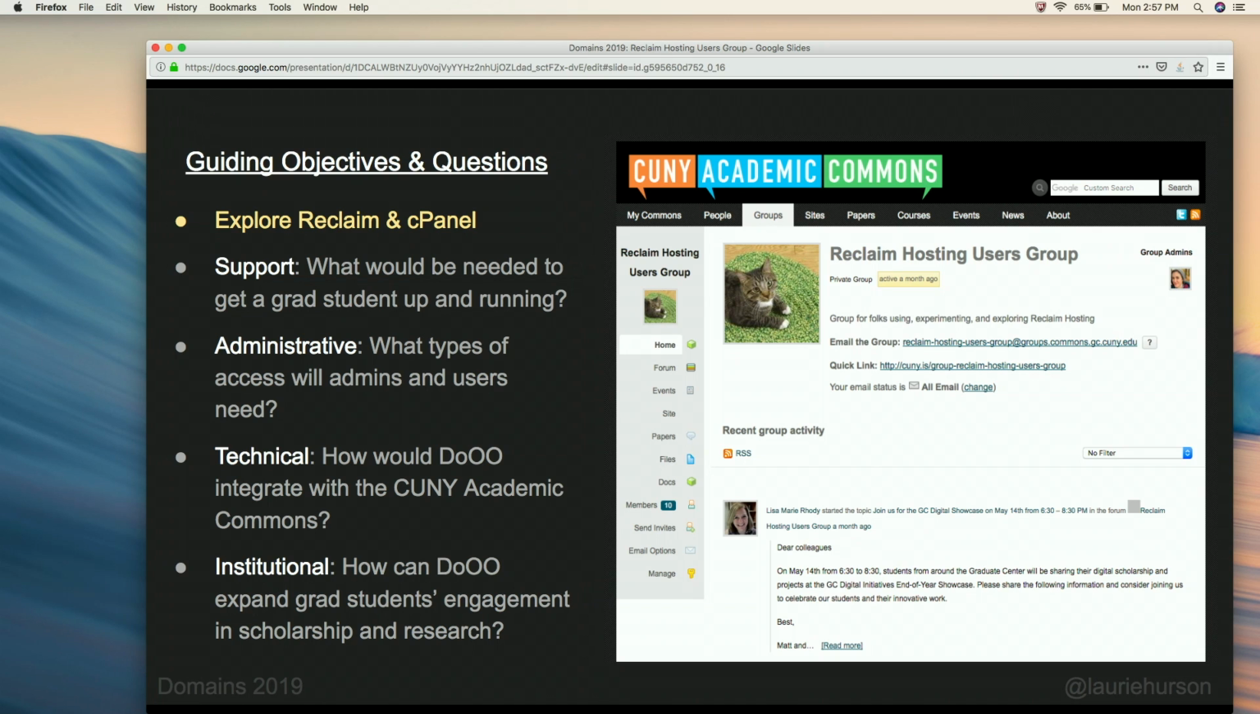So we started by making this Reclaim Hosting users group. We didn't call it domains because we're not domains yet. We don't have that sort of administrative infrastructure. It's really just me and Kristen sitting back there answering people's questions. And we wanted to figure out how to start connecting the CUNY Commons to it. So this Commons space has started to become a place where people who are using Reclaim accounts can talk and where the community can start. I'll come back to that in a second.